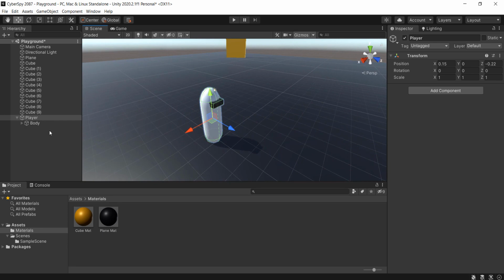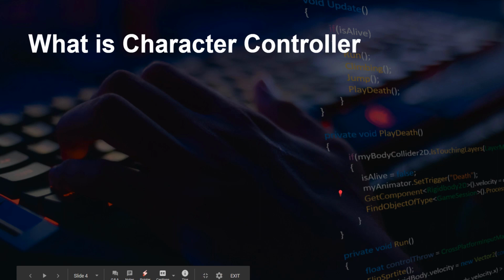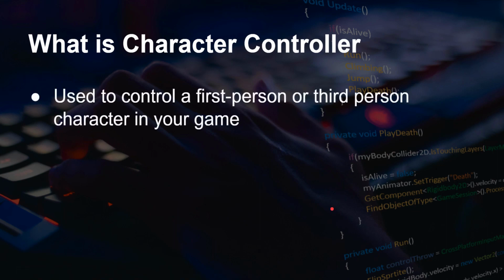Great. Next thing we're going to do is add a character controller. Before we do that, let's explain what a character controller is. So, what is a character controller? It's used to control a first person or a third person character in your game. Now, of course, we are using the first person. We're going to be creating a first person shooter. So we are going to be using it for our first person.